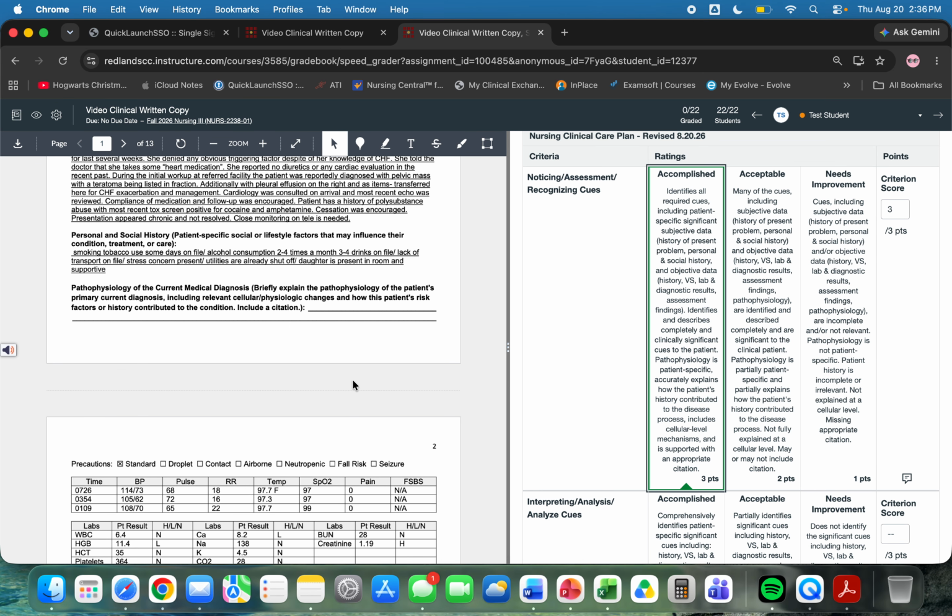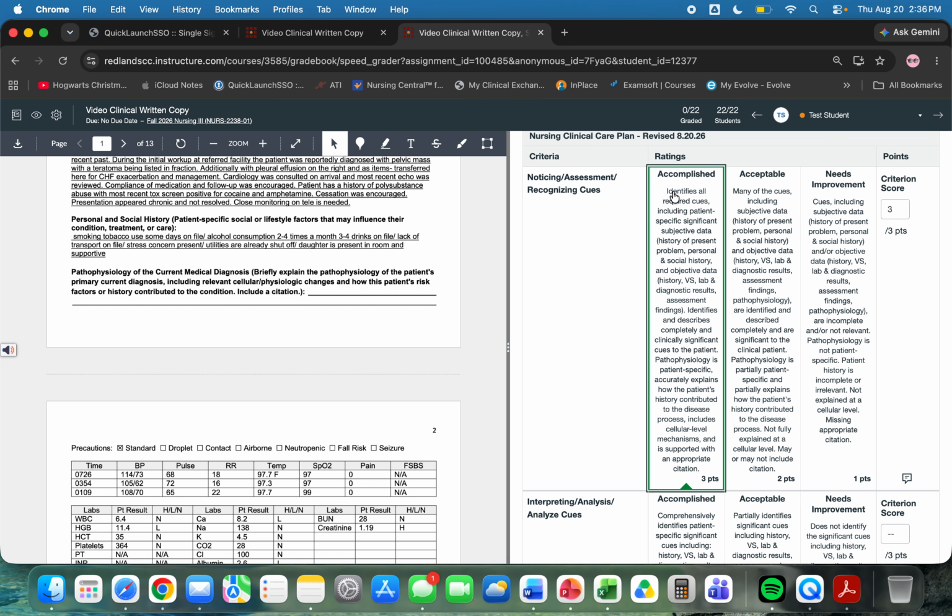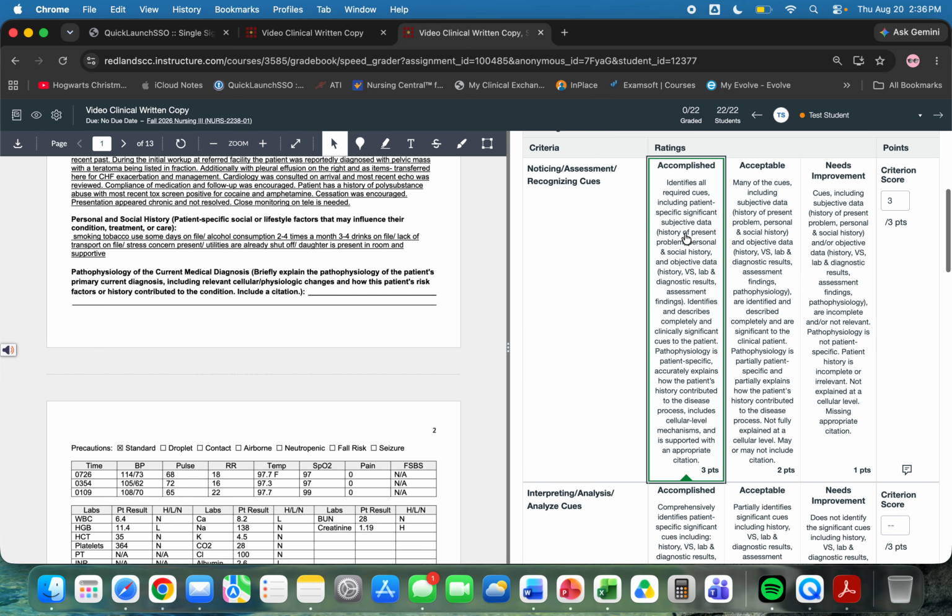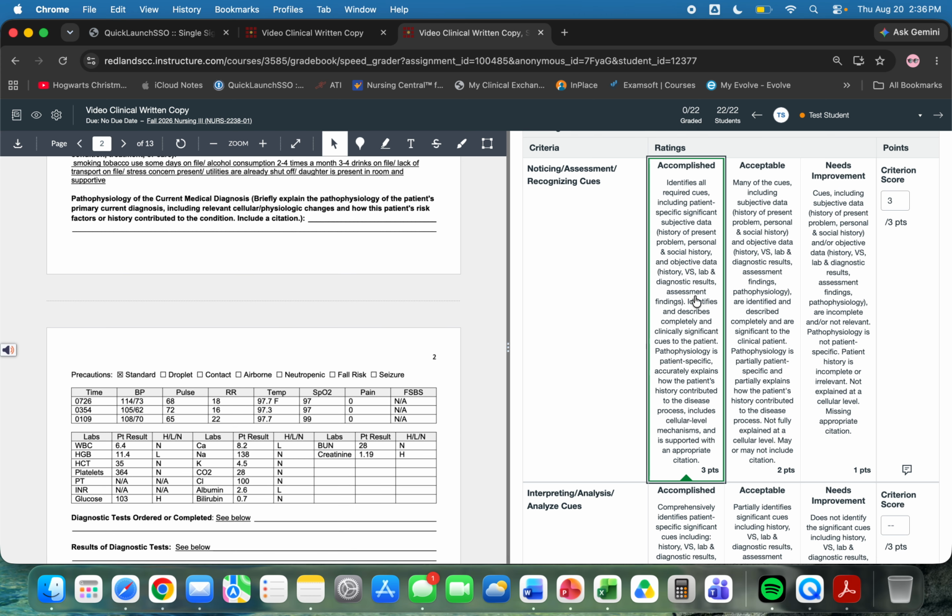As I'm grading through this and looking at my criteria, the student identifies all cues, including their significant subjective data, which includes all of these things up here: their history of the problem, personal and social history. Then it goes on to talk about the objective data, which we'll talk about in a second.